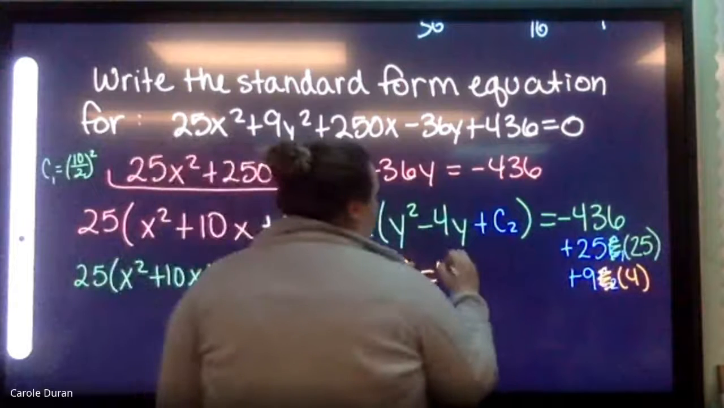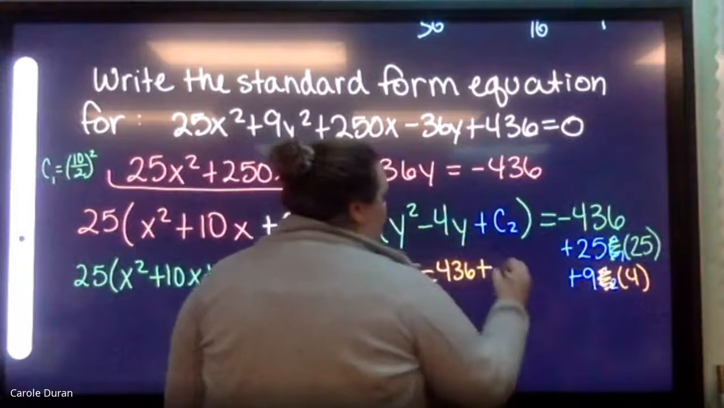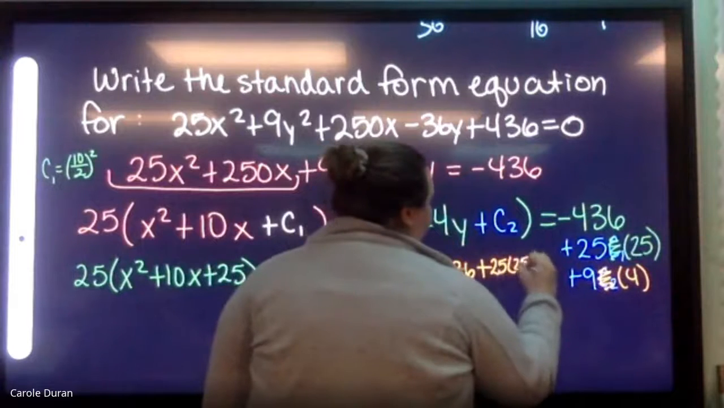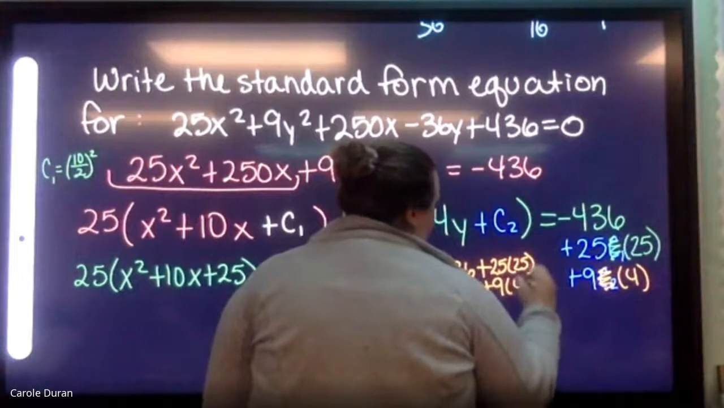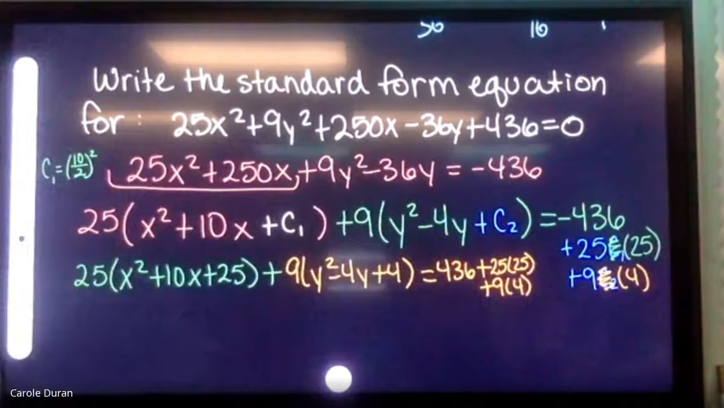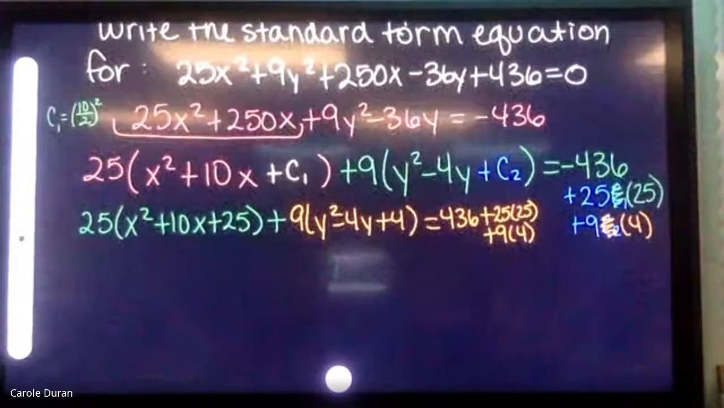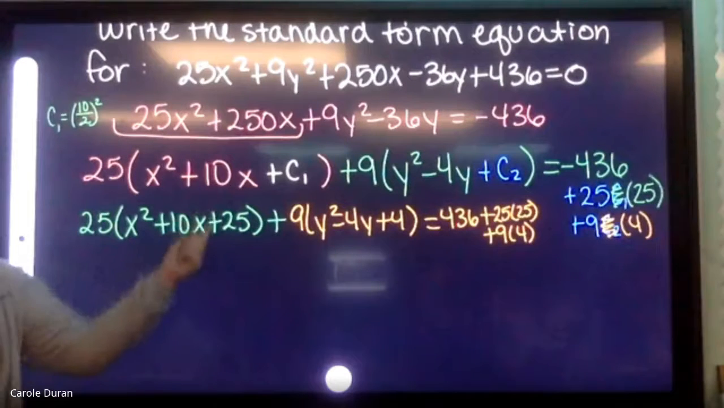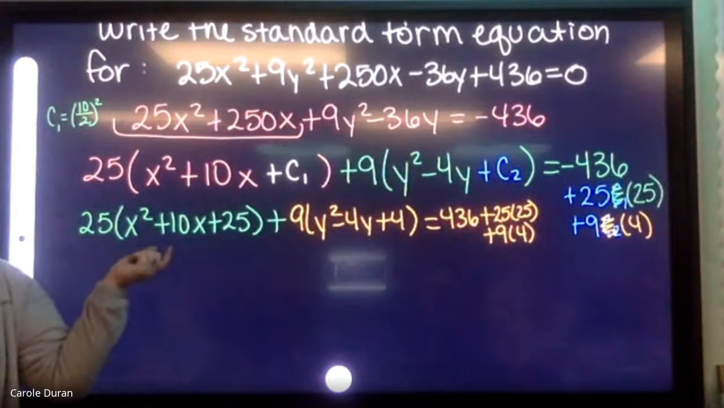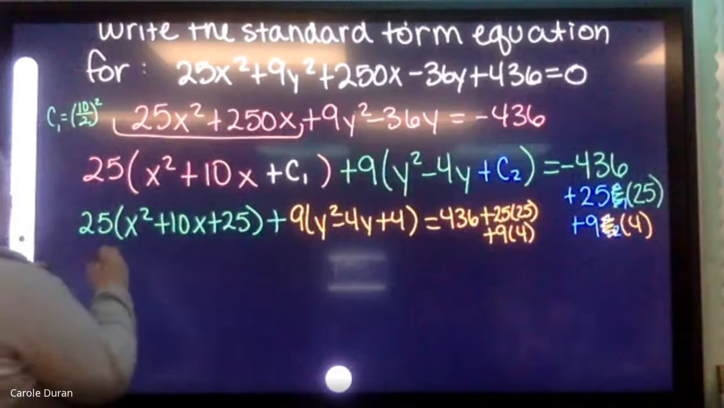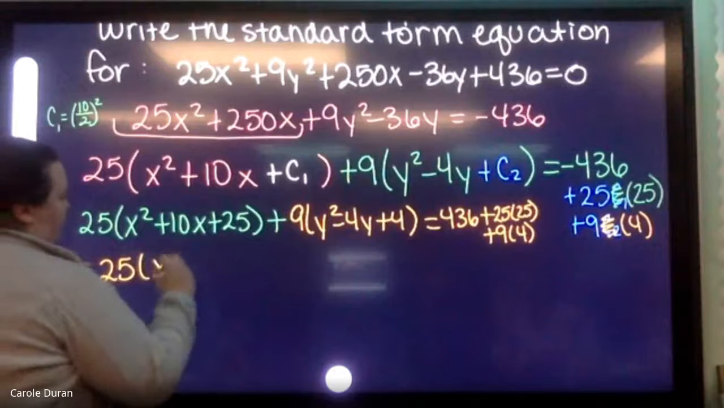So then this equals 436 plus 25 times 25 plus 9 times 4. And then all we have to do is simplify the right-hand side, factor the left-hand side, and then we only have one step left to go. So I know, because I created it to be so, that each of the factors on the left-hand side are a perfect square trinomial, which means they're going to factor into the same number twice. So what number times itself equals 25 and added to itself equals 10? 5. So this factors into x plus 5 squared.